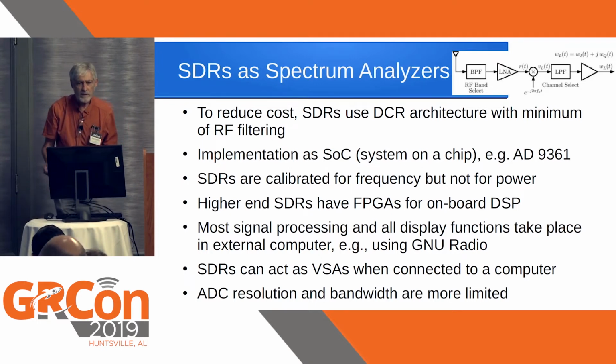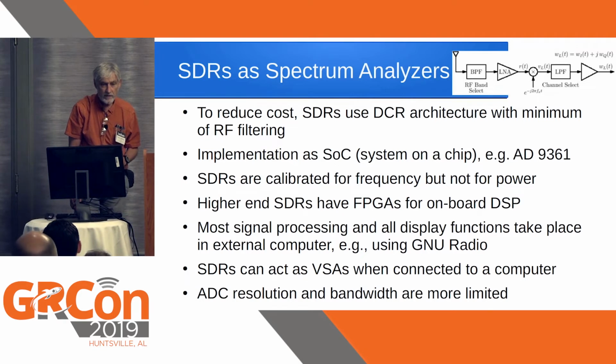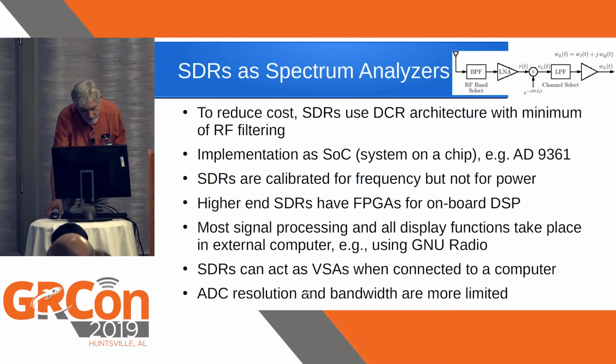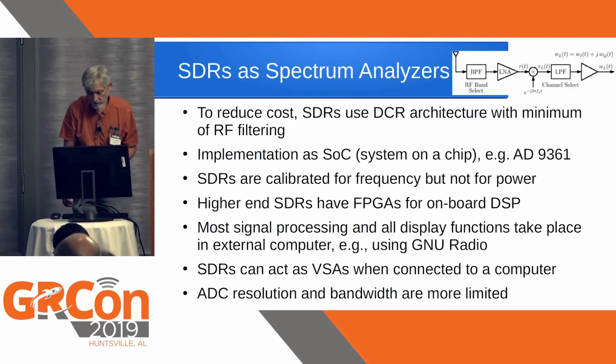The SDRs are calibrated for frequency, but not for power. For frequency, it's relatively easy. For power, that would be much more time-consuming. The higher-end SDRs have FPGAs for onboard digital signal processing. Most signal processing and all display functions take place in an external computer, for example, through GNU Radio. SDRs can act as vector signal analyzers because they give you the time sequence output. But the ADC resolution and bandwidth are typically more limited than those of those 100K spectrum analyzers.